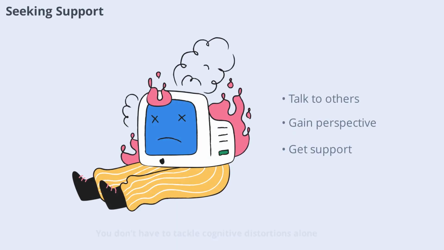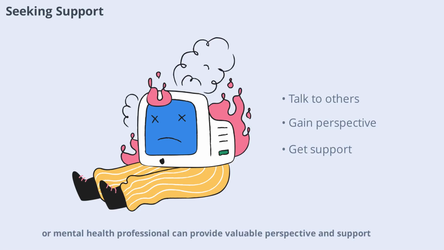You don't have to tackle cognitive distortions alone. Talking to a trusted friend, family member, or mental health professional can provide valuable perspective and support. Sometimes, just sharing your thoughts out loud can help you see them more clearly and challenge their accuracy. Don't hesitate to reach out if you need help.